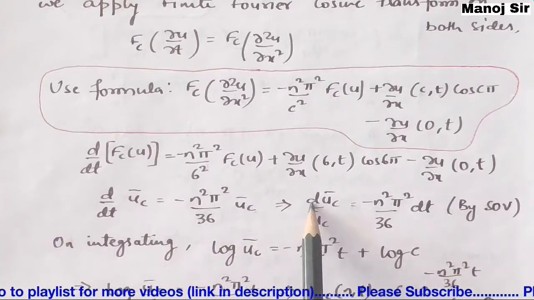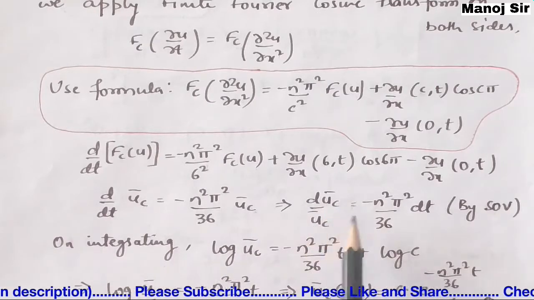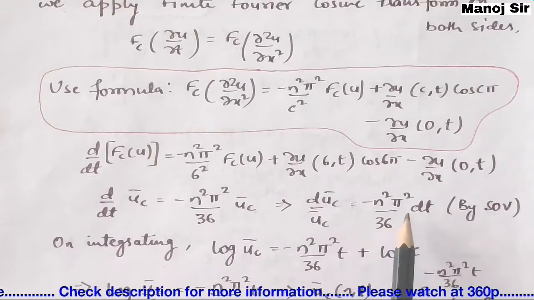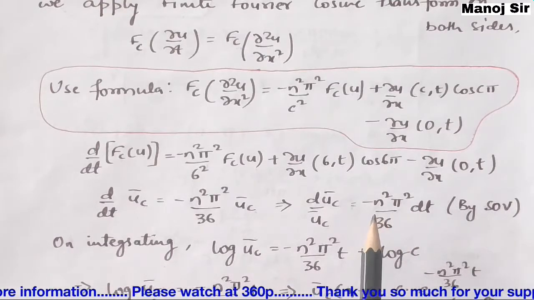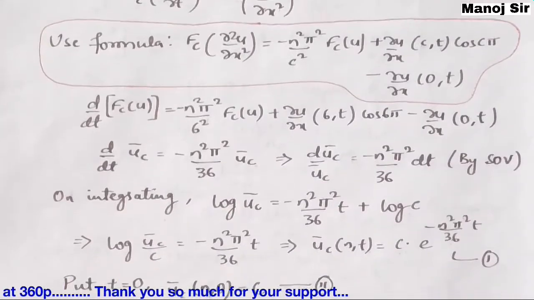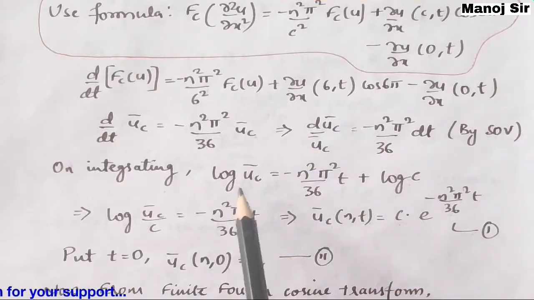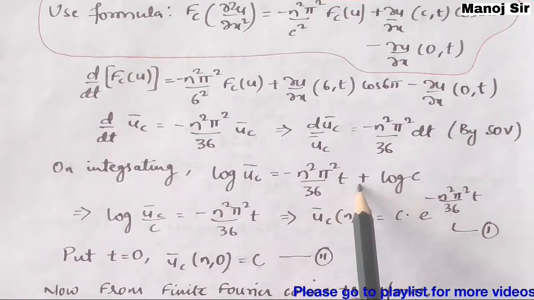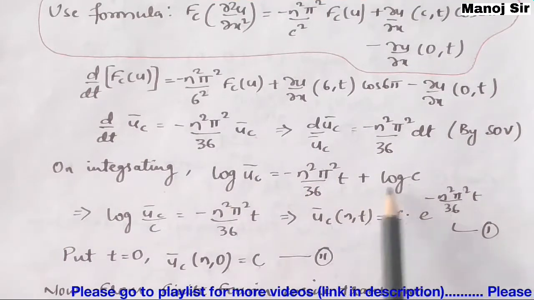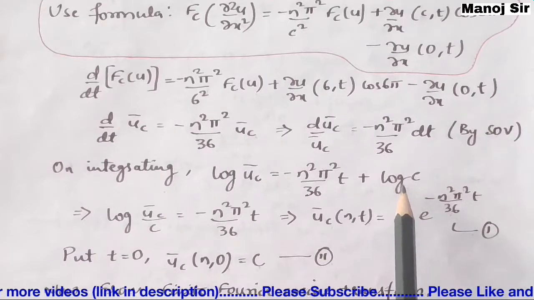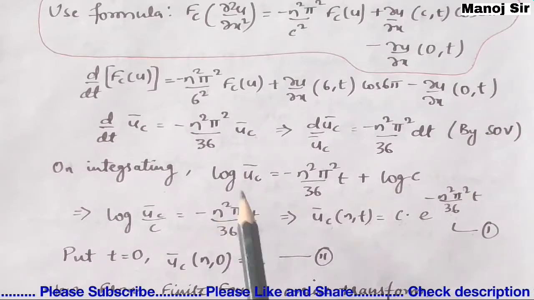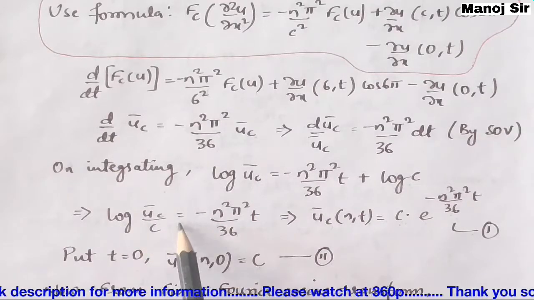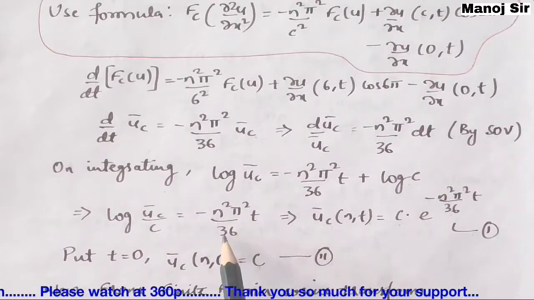So this will become d u bar c upon u bar c equals minus n square pi square dt upon 36. Now after applying separation of variables, we need to integrate on both sides. On integrating both sides, you will get log of u bar c equals minus n square pi square upon 36 into t, plus, because of this log, we will put log c. Now take this log c to the left hand side. Log a minus log b is log a upon b, so log of u bar c upon c equals minus n square pi square t upon 36.